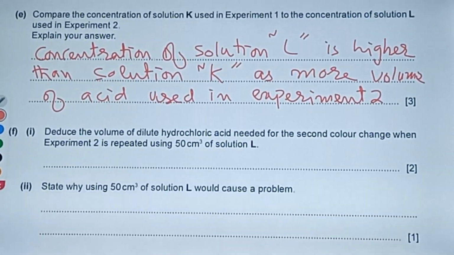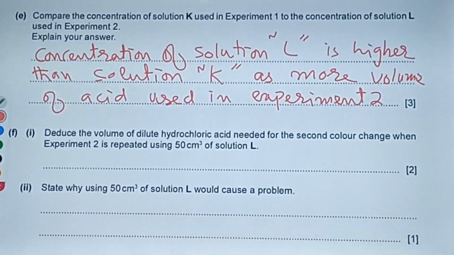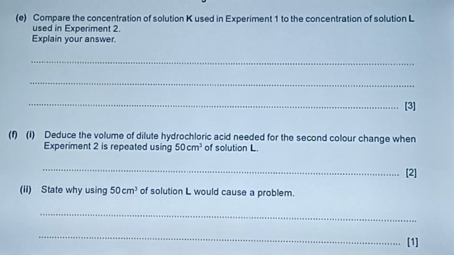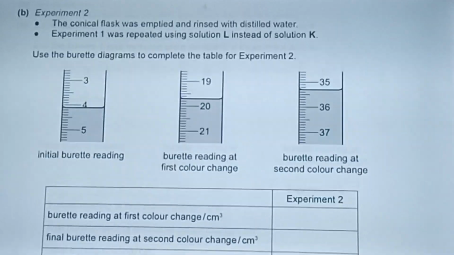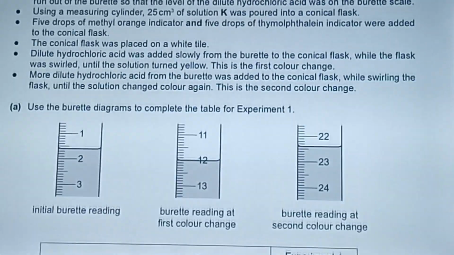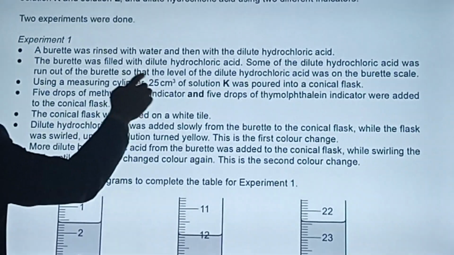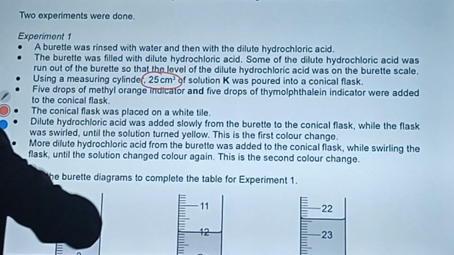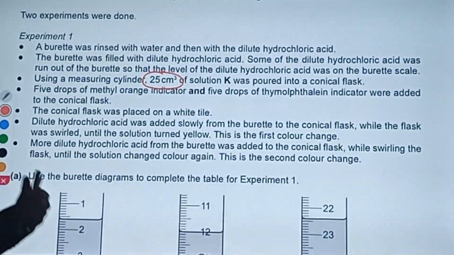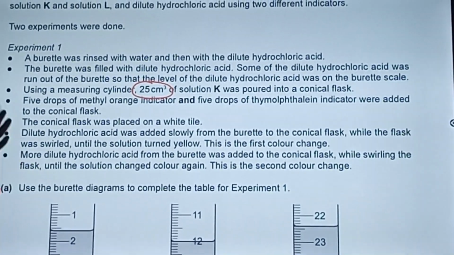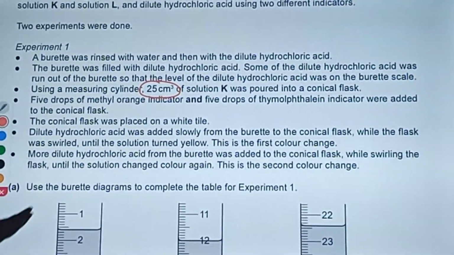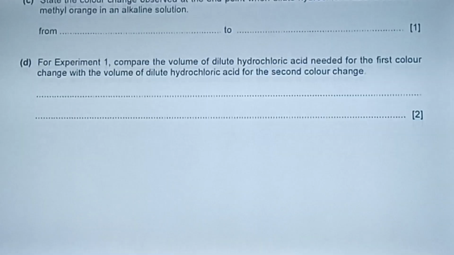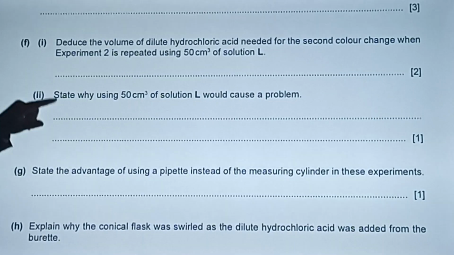Using 50 centimeter cube. Now you have to make the ratio. Initially we were using 25. You can confirm it from the instructions which we skipped. How much volume we used? We were using, you can see, 25. Here you can see the volume of the K was 25, and then we repeated the same experiment. So that's why the volume of the L or K initially was 25, but now the examiner is indicating that instead of the 25, we have to use 50 centimeter cube.